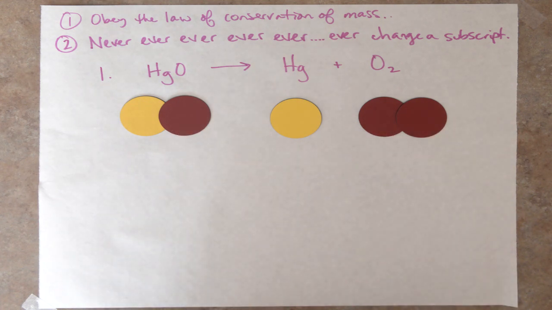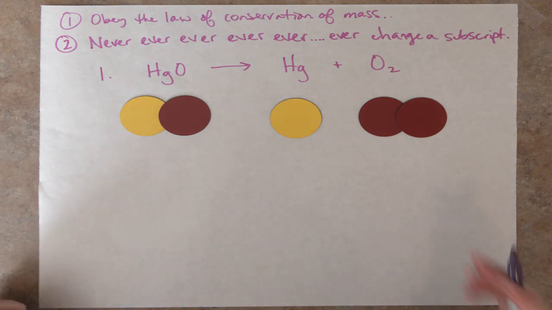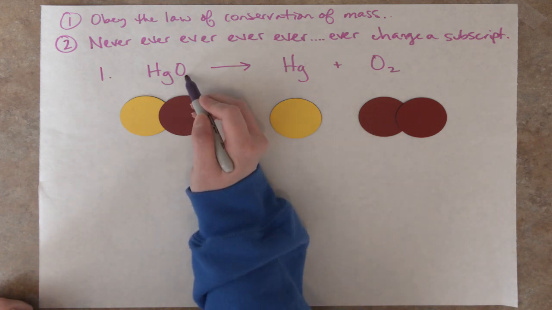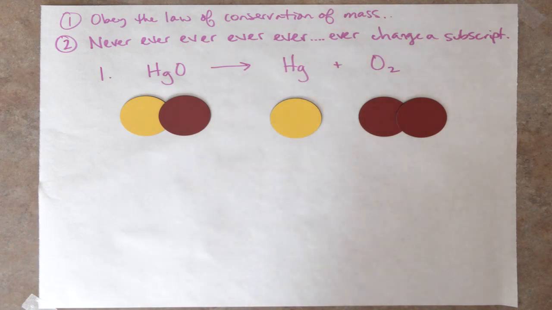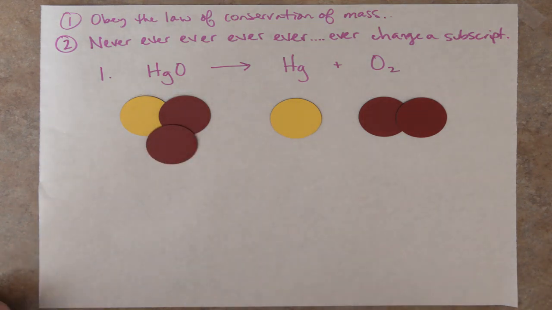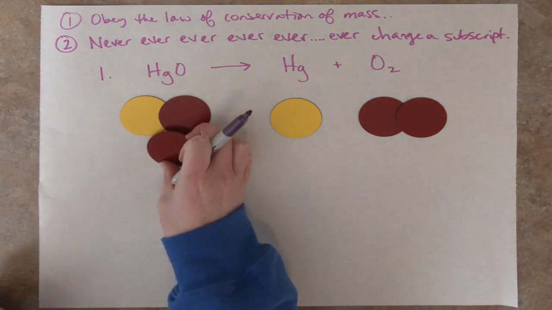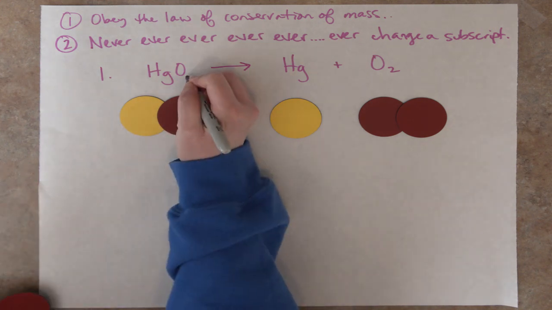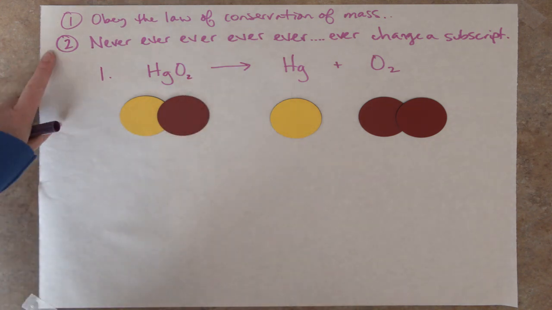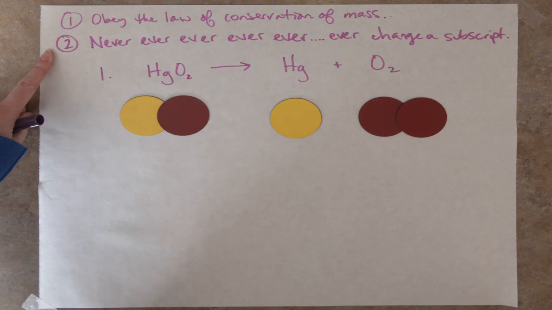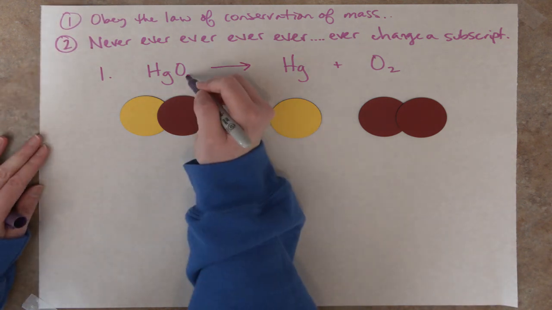So the thing that usually happens next is people are like, aha, I just need to change the number of oxygens, and the first thing they want to do is go over here and write in a little 2, because if we wrote in a 2, well then my problem would be fixed. But if I write in a 2 right here, I am breaking rule number 2. Please never, ever change a subscript.